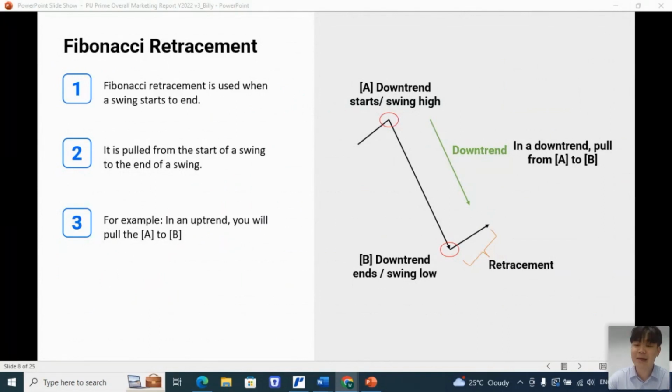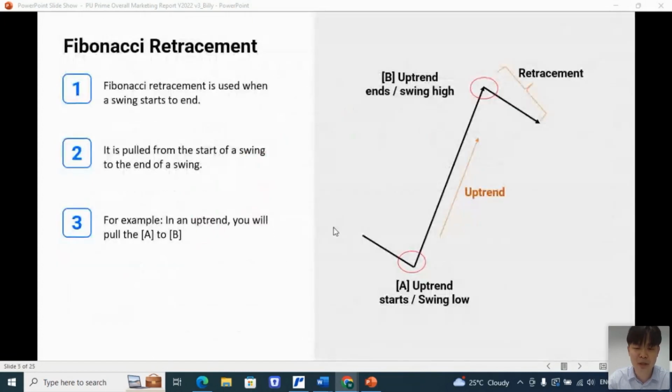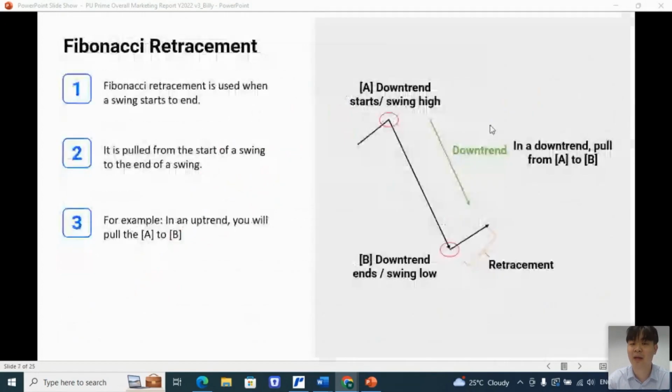In order to draw the Fibonacci retracement, you need to make sure there is about 25 to 30% of retracement. This is the upward trend: you draw from lowest to highest. And this is a downward trend: you draw from higher to lower. So I will show you the example.